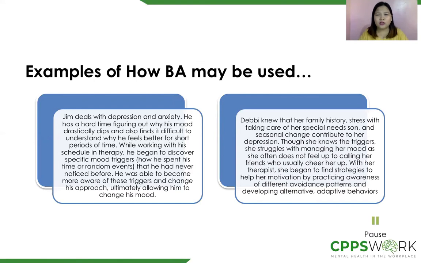Okay. Now, unlike Jim, Debbie, on the other hand, is aware of her triggers. Okay. It's just that when she is feeling down, she tends to avoid her friends. But then her friends happen to be her source of joy then. So in here, the therapist guided her on being aware of her avoidance pattern and eventually change this avoidance pattern into an adaptive coping behavior.